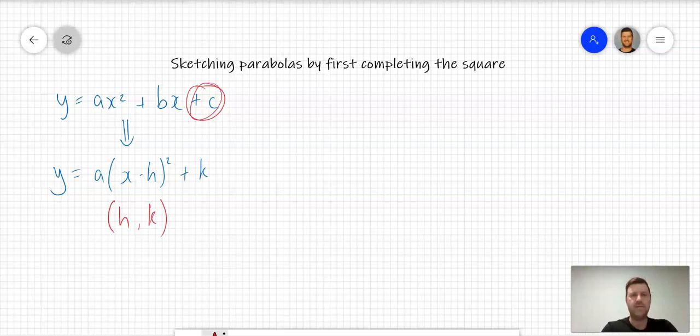We'll already have the y-intercept, and then we'll factorize this using difference of perfect squares to give us the x-intercepts. And that's pretty much everything we need, all the key features we need to sketch a parabola. So let's start with an equation in standard form. I've got one here.